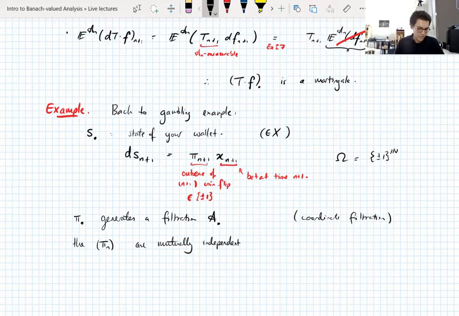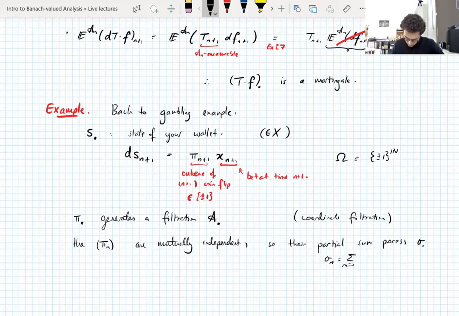So their partial sum process, sigma bullet, where sigma n is the sum, of course, from m from 0 to n of pi m. The partial sum process is a martingale. It's scalar valued. It's real valued, in fact, but we can consider real or complex scalars, and you can think of it as complex valued, but its values are real. Actually, integers even.